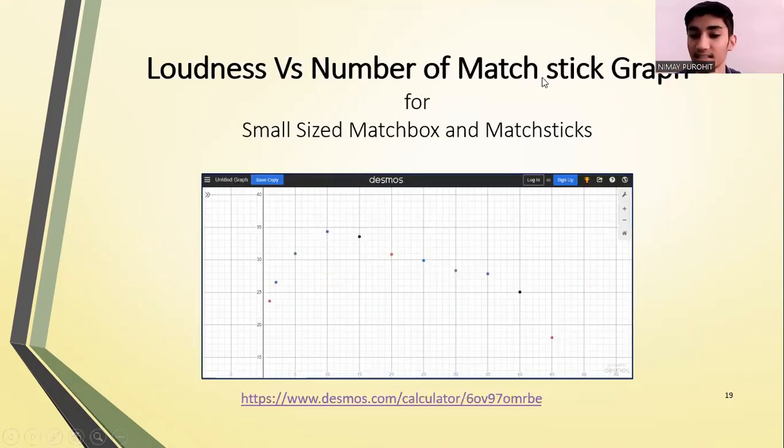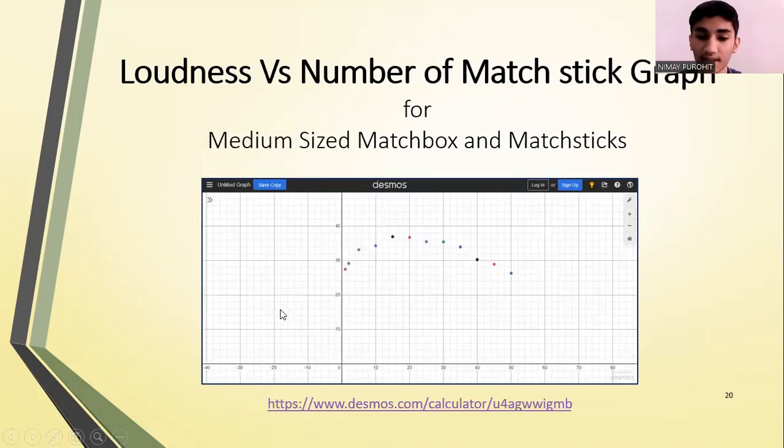Loudness versus number of matchsticks graph for a small size matchbox and matchsticks. This is the graph which I got. We can see that it almost looks like a parabola, and we get a highest peak and then it slowly decreases. I have attached the link in case we want to see the data points.